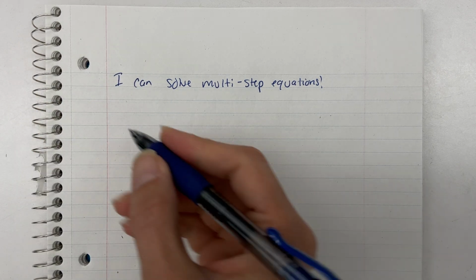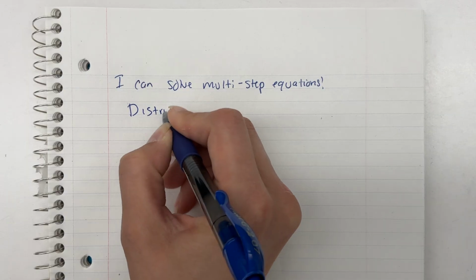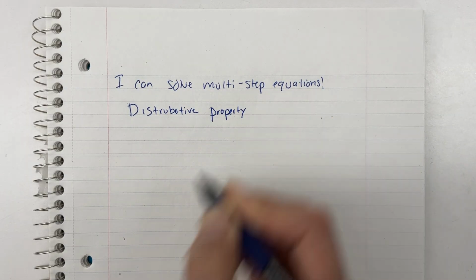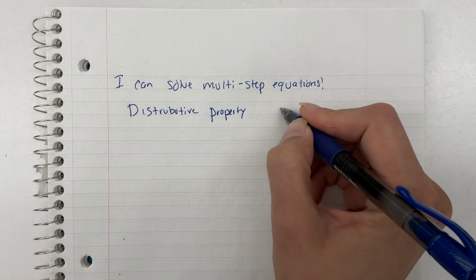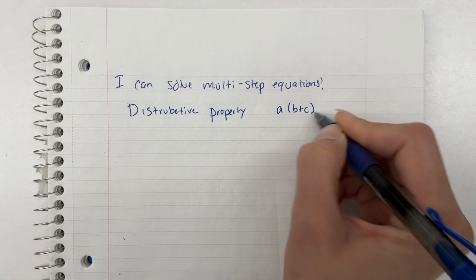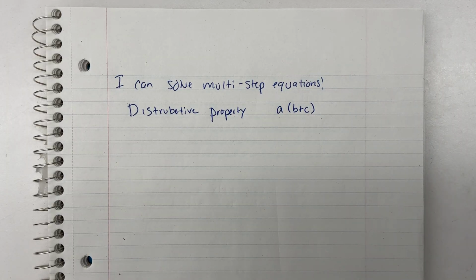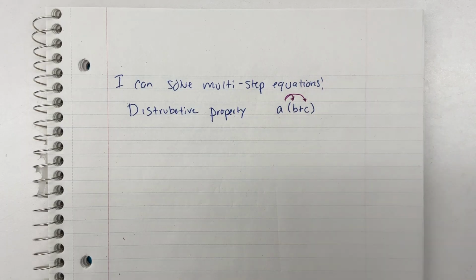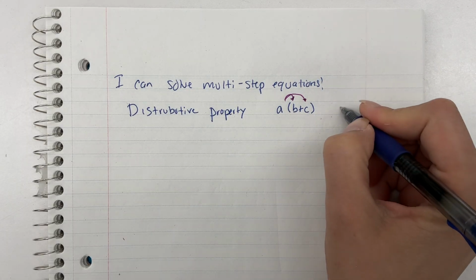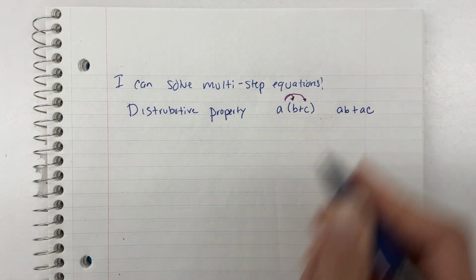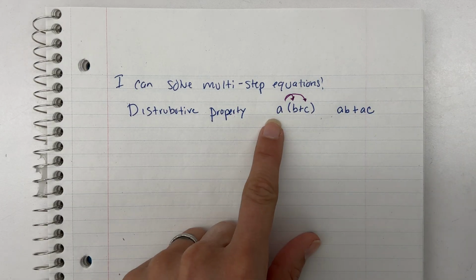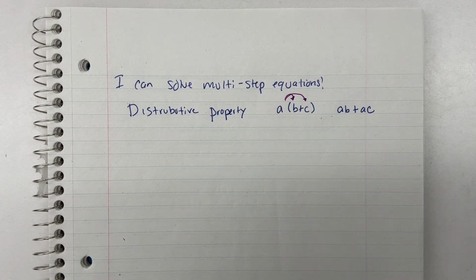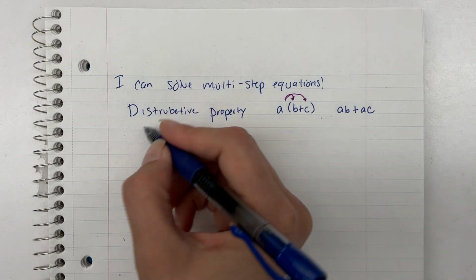solve multi-step equations. So the first thing again is the distributive property. You think about whatever is on the outside of the parentheses gets multiplied by everything on the inside. The phrase I like to use is, who is knock, knock, knocking on parentheses door? So when I multiply A times B, I get AB. I multiply A times C, I get AC. So that's the distributive property.